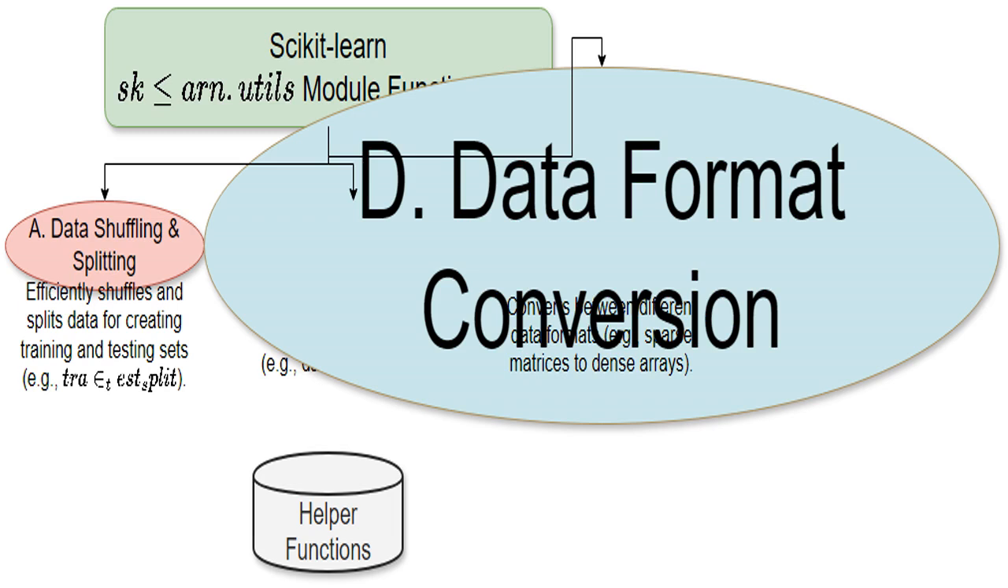Think of a matrix with lots of zeros, and dense arrays. Matrices with mostly non-zero values. These conversions are crucial for making your data compatible with various algorithms.